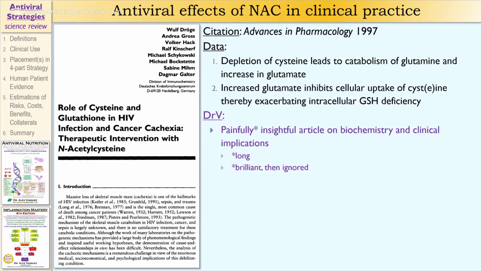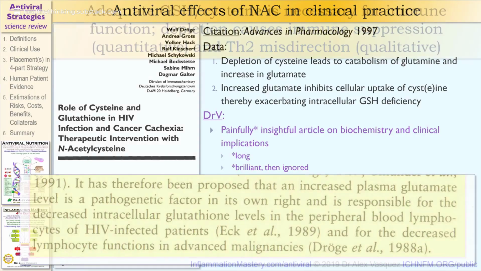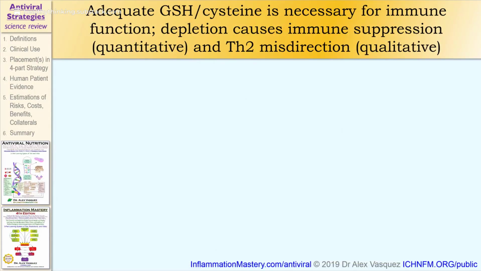So again, this is from 1997, 22 years ago, and here's what they stated. They propose that an increase in plasma glutamate is a pathogenic factor in its own right and is responsible for the decrease in intracellular glutathione in HIV patients. This same phenomenon of depletion of cysteine leading to depletion of glutamine, leading to increased serum glutamate, leading to a blockade of cellular cysteine uptake, is also what causes reduced immune function in advanced cancer patients. So you might want to pause the video and let all of that sink in. Meanwhile, I'm going to move on to the next page.